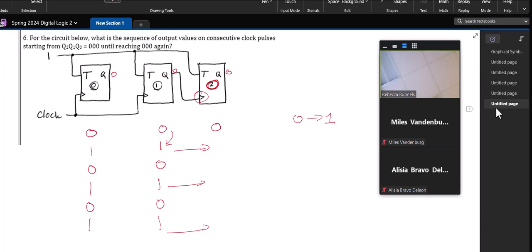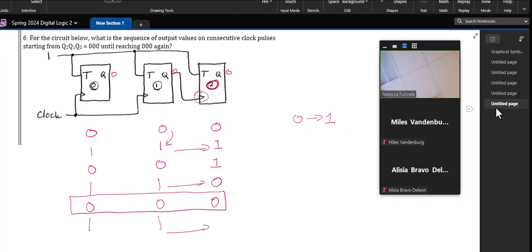So this first time, the clock is going from 0 to 1, so it will toggle. But on the next genuine clock cycle, its clock input is going from 1 to 0. Well, that's not a positive edge, so it can't do anything. It can only change at the positive edge of a clock. So it'll stay 1. On the next clock cycle, it'll go from 1 to 0. And then it will stay the same, and the direction said until you get back to 0, 0, 0.